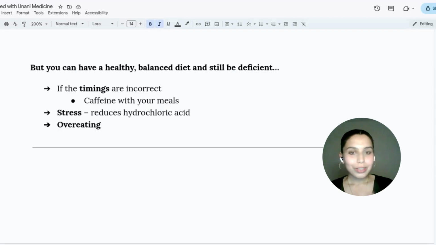And so what this does in a nutshell is that it reduces the hydrochloric acid in the stomach. The hydrochloric acid is what is going to break down the meats, the hard-to-digest foods. And over time, chronic stress can severely impact digestive function. So this leads to poor nutrient absorption, and it causes the issue in the production that we referred to earlier. Okay, and then lastly, overeating as well.